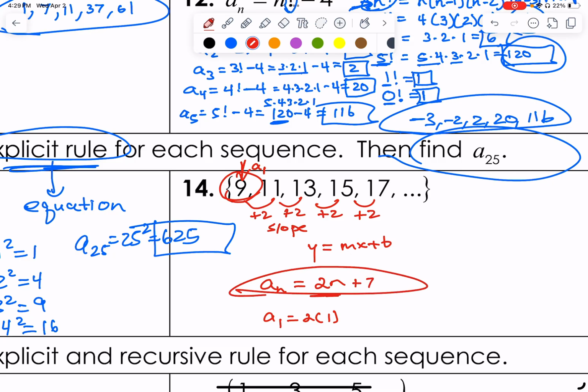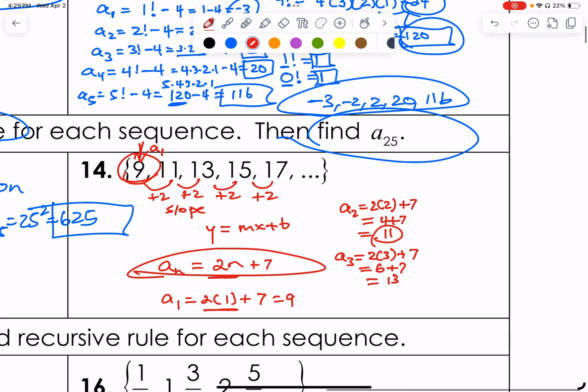So my rule is this. I go plus 7, because if I do a sub 1, 2 times 1 is 2, 2 plus 7 is 9. Let's see if it works. A sub 2, 2 times 2 plus 7, will that give me 11? 4 plus 7 is 11. What about a sub 3? 2 times 3 plus 7, 6 plus 7, 13. Yep, it works. So now I can use it to find the 25th term. The 25th term would be 2 times 25 plus 7. That'd be 50 plus 7, which is 57.